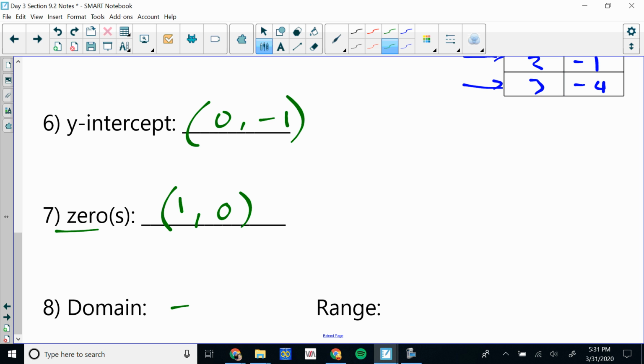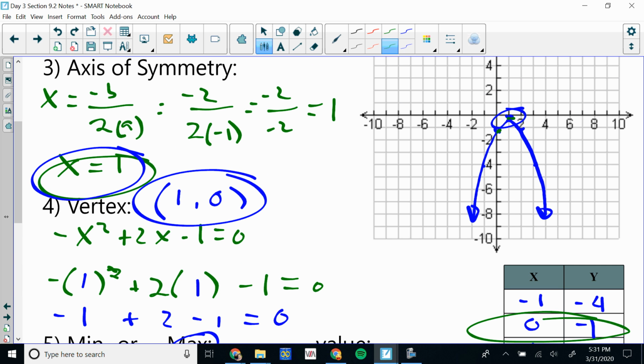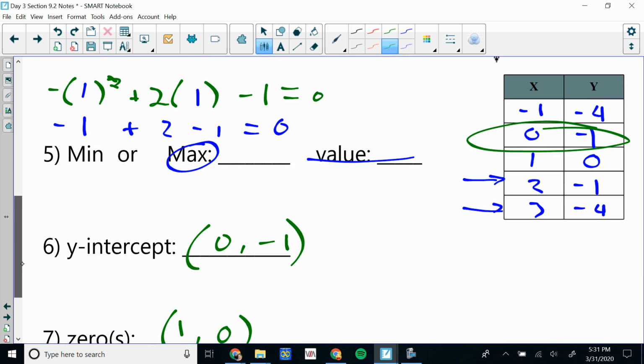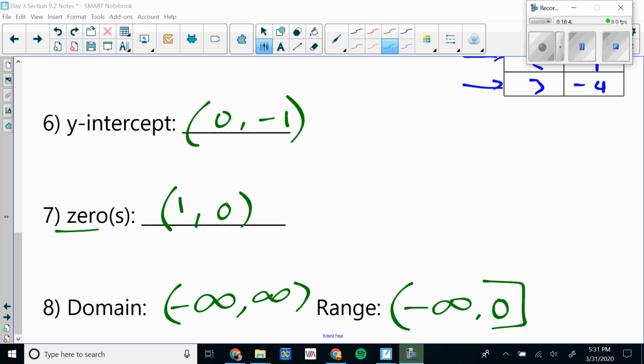So maybe keep that in the back of your mind. The domain, like always, is -infinity to infinity. Okay, and then the range, remember this one goes down. So we're going to start at -infinity and we go up to 0. The y value is 0 when we are at its highest point. So from -infinity to 0, infinities get parentheses, zeros get brackets, and that is where we'll stop.